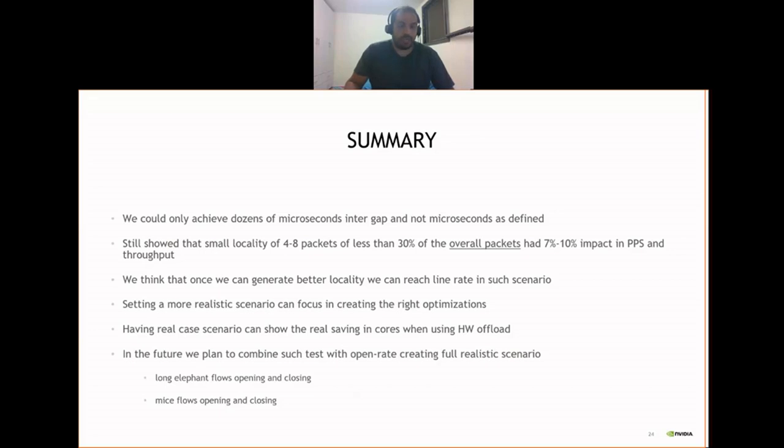In the future, we plan to combine such tests with open rate, creating full realistic scenarios like long elephant flows opening and closing and mice flows opening and closing.